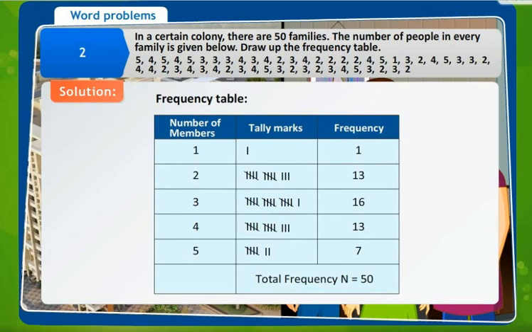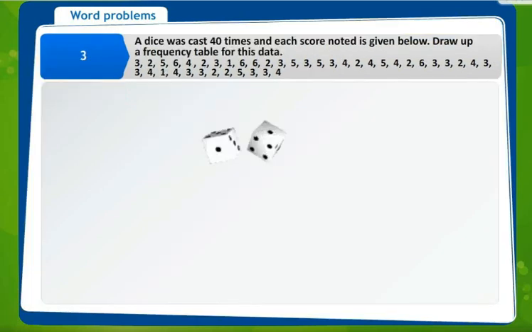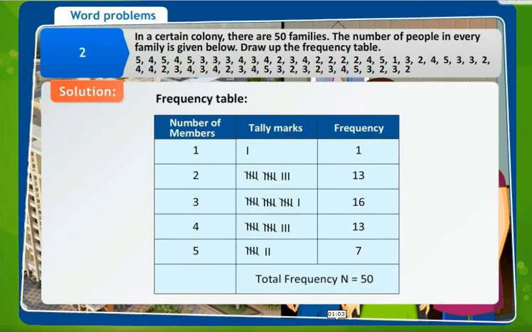So like this, 1 comes 1 time, 2 comes 13. See how 13 is written. 13 is written as 5, 5 and then 3. Children, you have to pay attention how you put 5. Okay. 3 is 16 times, 4 is 13 times and 5 is 7 times. So like this the tally marks, when you add you get the frequency 50. That means the information that we had got for 50 families tallies with the total number of frequency.